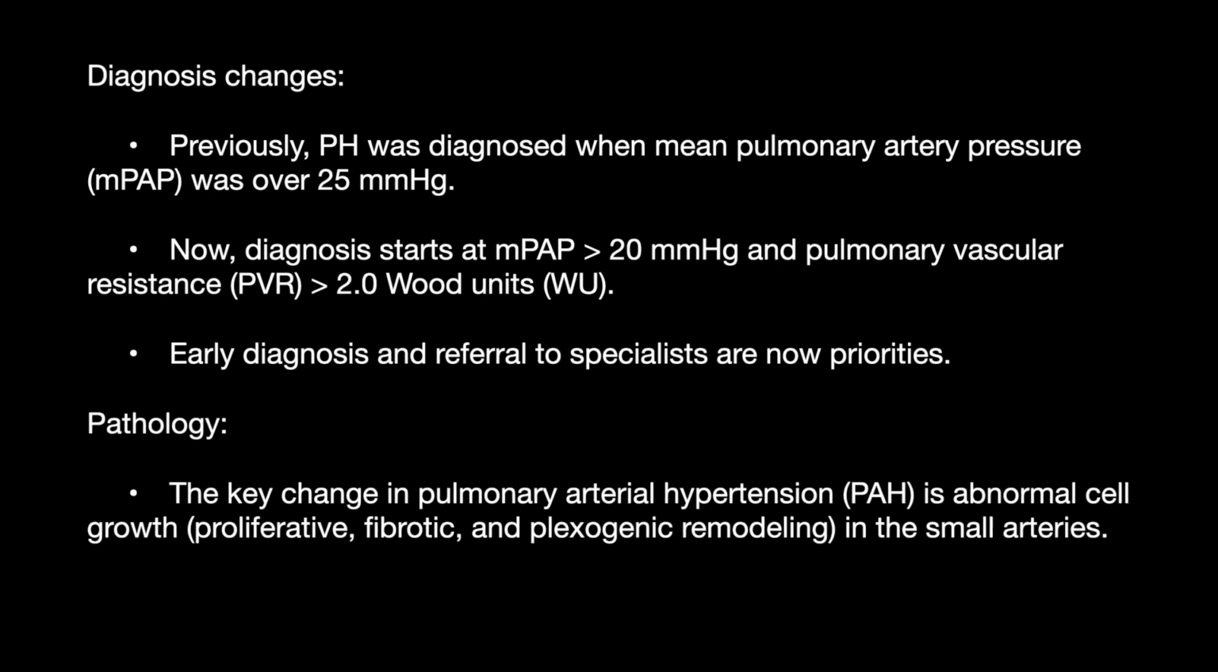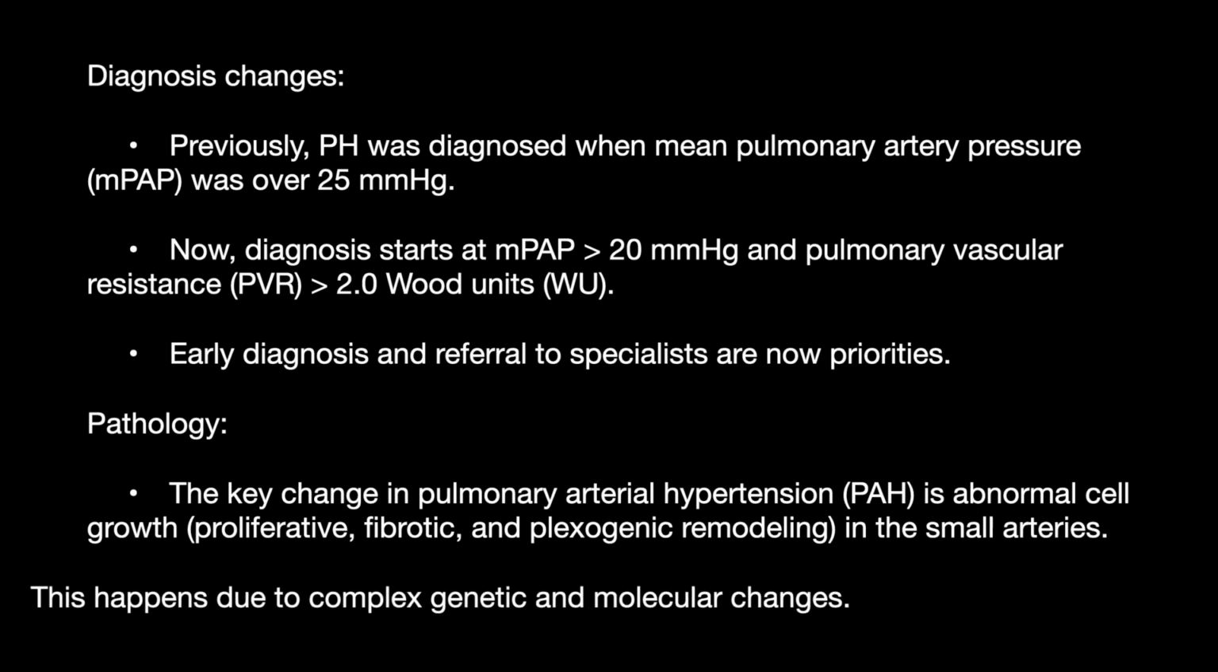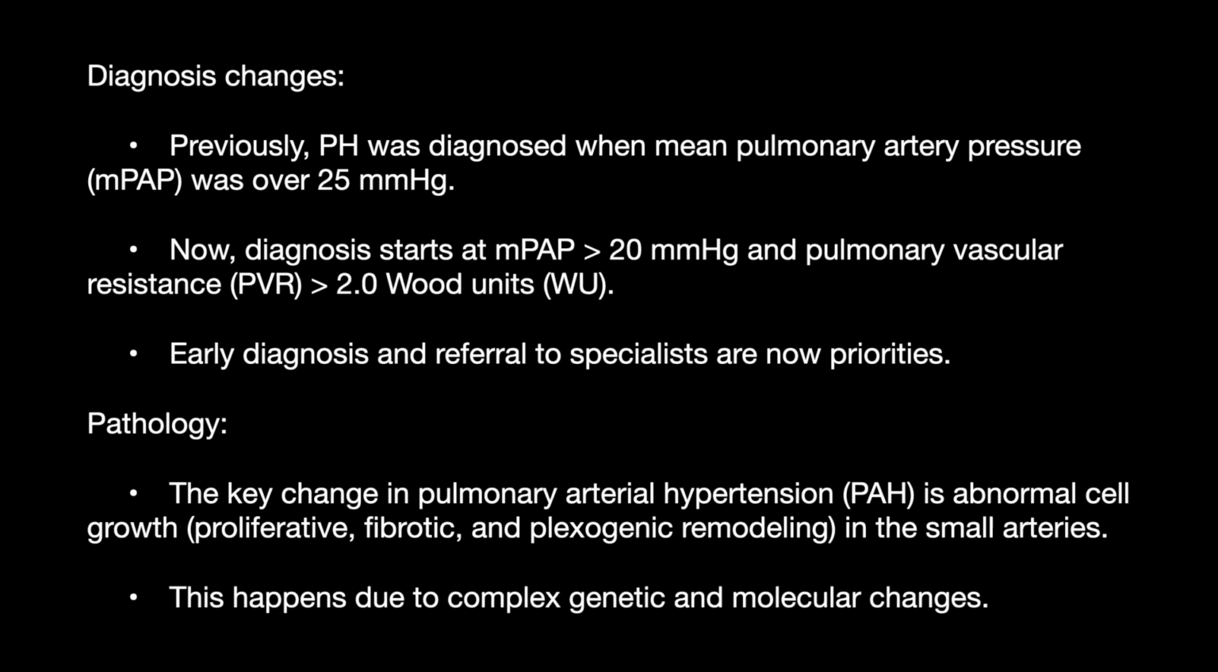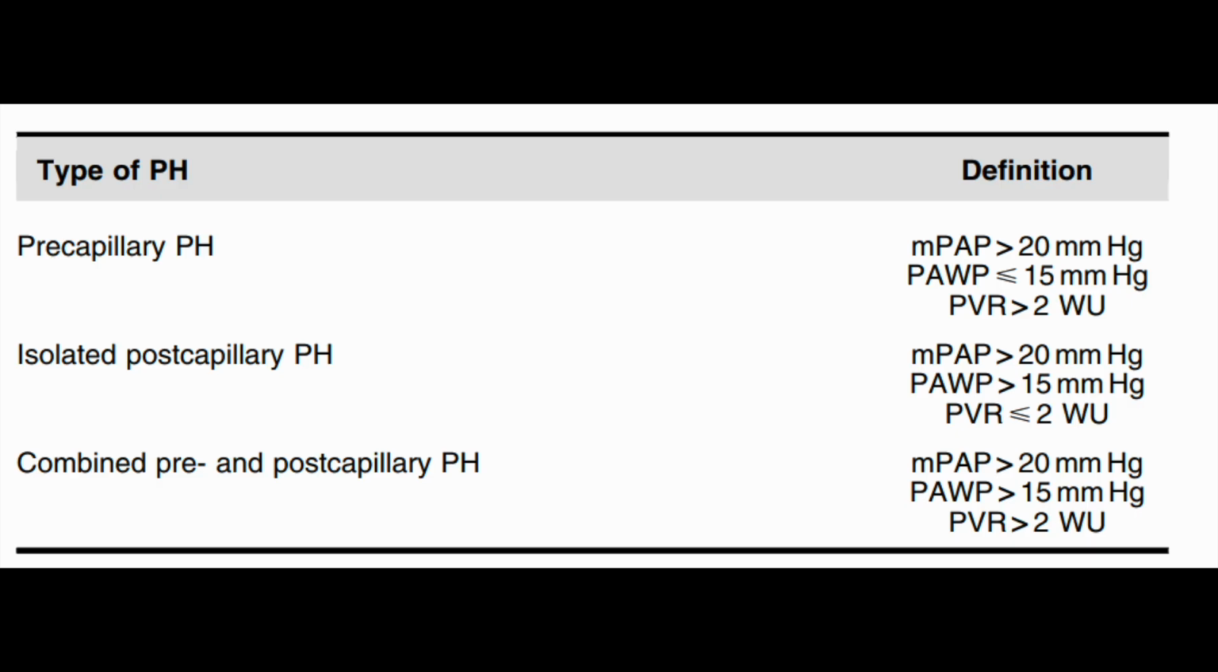So the key change in pulmonary artery hypertension, what happens inside the vessels, is the abnormal cell growth, that is proliferation, fibrotic and plexogenic remodeling of the small arteries. This happens due to a complex genetic and molecular change.